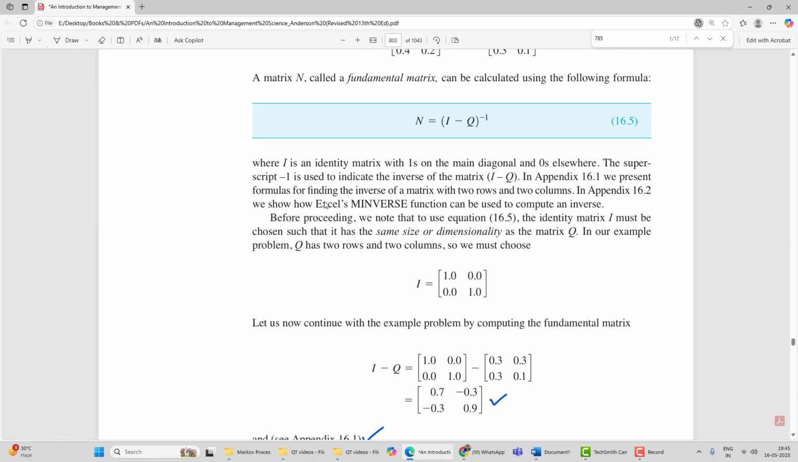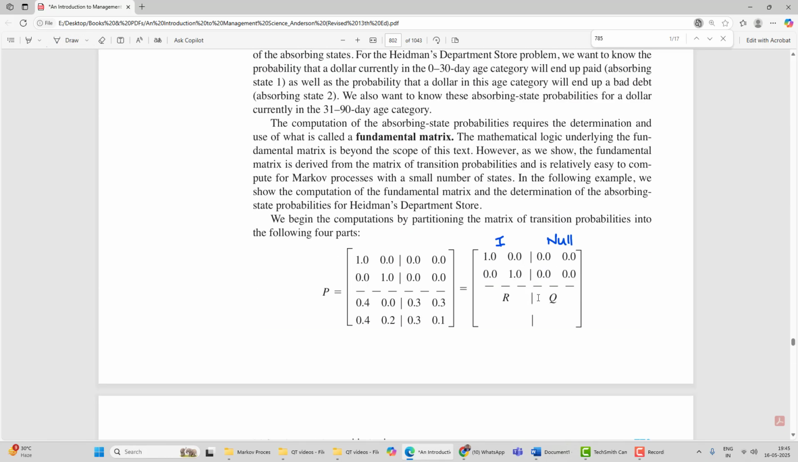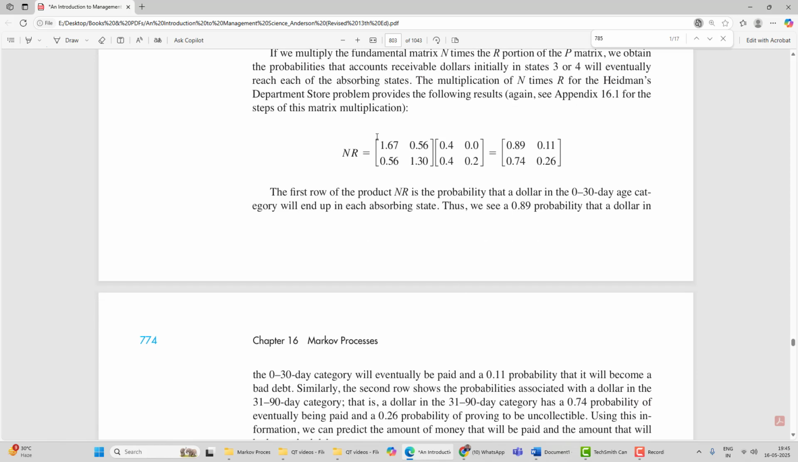We are going to multiply N with R. R is this matrix, which comes from this small portion of the original matrix. So N into R is calculated. Again, you know how to calculate it: this into this plus this into this. 1.7667 into 0 plus 0.56 into 0.2. So the first row, first column will come here. First row, second column will come here. Second row, first column will come here, 0.74, and second row and second column will come here. So we have got this NR calculated.